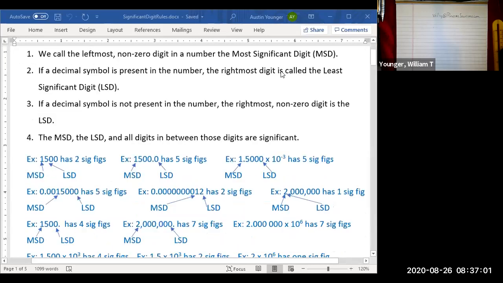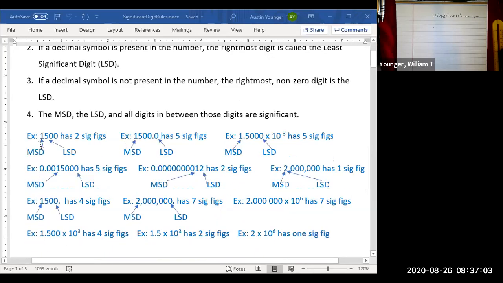So you can see, for instance, in the number 1500, the MSD is the 1, the LSD is the 5. Because there's no decimal present, these zeros do not matter. You can also see that in this example, 1500.0, the MSD is in fact the 1 again, but this time, since there's a decimal present, the very last 0 is the LSD. So that's a few useful examples. Of course, the document has a lot of them on there.